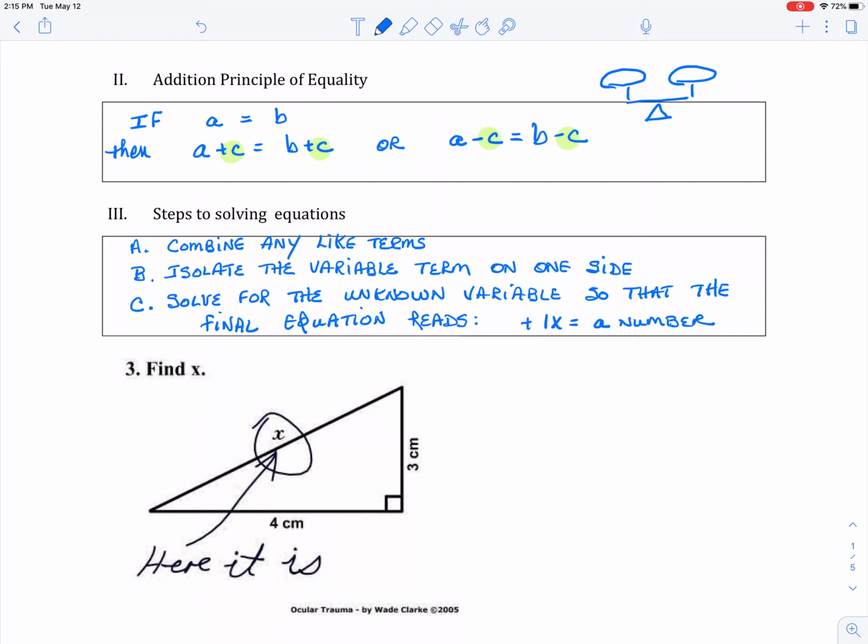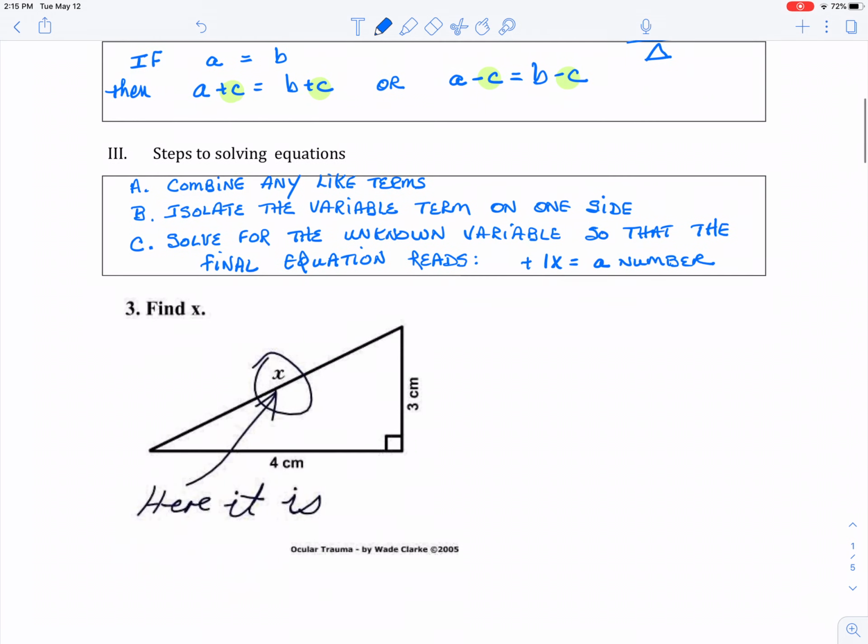So, steps to solving equations. These first ones that we're going to be doing are going to be fairly short and simple. We're going to be combining any like terms. We're going to try to isolate the variable term on one side. So we want the term that has the letter in it on one side by itself, isolated. And then we're going to solve for the unknown variable so that the final equation has a positive 1 in front of the variable, the equals mark, and a number on the other side.